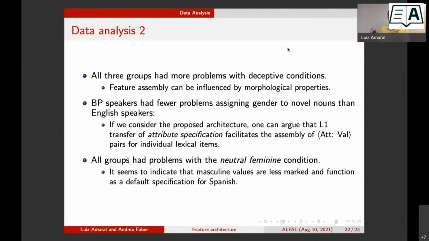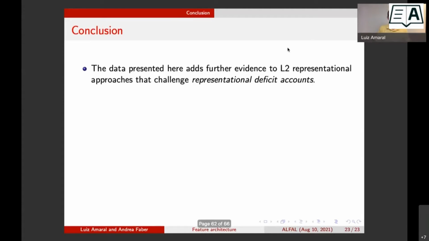It seems to indicate that masculine values are less marked and function as the default specification in Spanish. That's also, again, a topic for another presentation. That's not exactly our focus here, right? The conclusion is that the data presented here adds further evidence to L2 representational approaches that challenge representational deficit accounts.